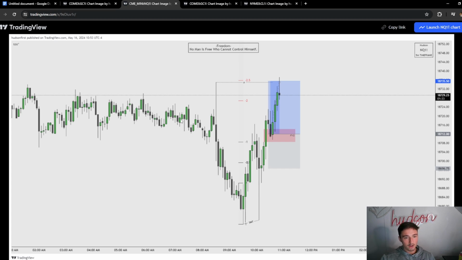But anyways, power of 3 consolidation, boom, manipulation right here. SMT with ES takes this low, displacement higher, market structure shift, come into here, and I don't know if this was a 2R.